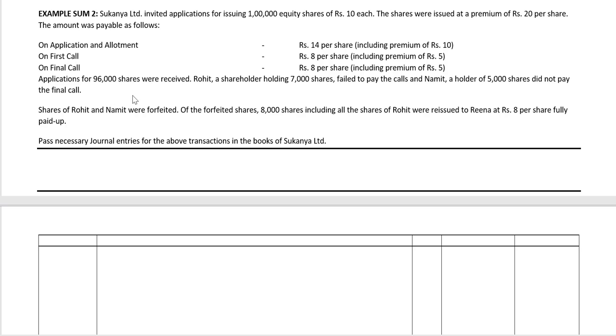Applications for 96,000 shares were received. Rohit, a shareholder holding 7,000 shares, failed to pay the calls, and Namit, a holder of 5,000 shares, did not pay the final call. Shares of Rohit and Namit were forfeited. Of the forfeited shares, 8,000 shares, including all the shares of Rohit, were reissued to Reena at rupees 8 per share, fully paid up. We are asked to pass the necessary journal entries for the above transactions in the books of Sukanya Limited.